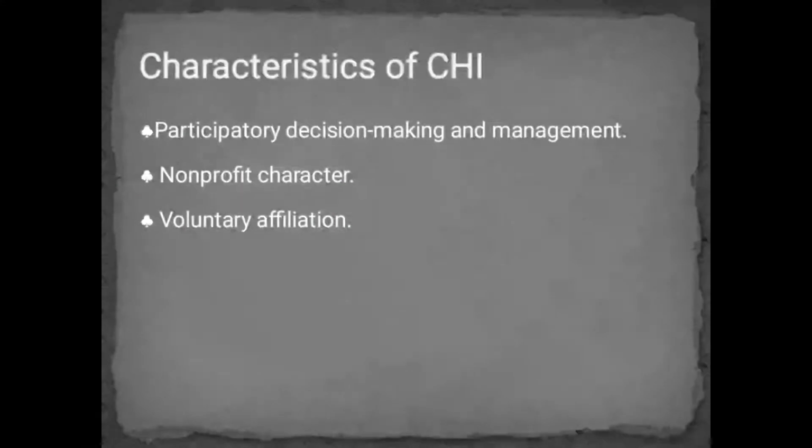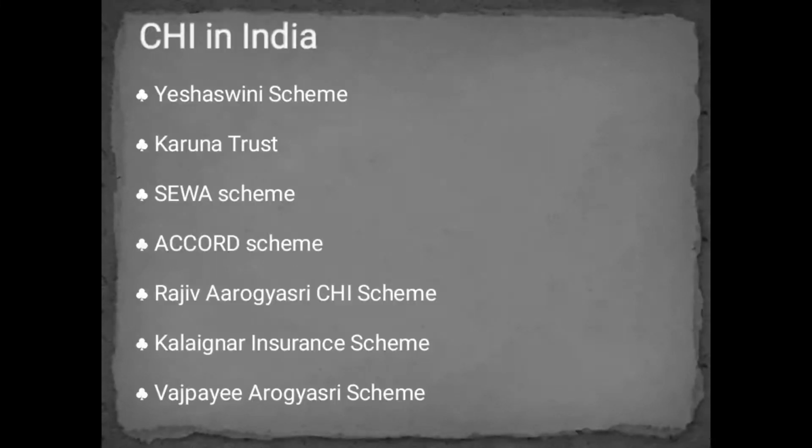Some more characteristics. Another one is participatory decision making and management. Community health insurance is not private, therefore it is participated in by the members themselves and managed by themselves. Then it is non-profit in character. The intention is very clear, not to make profit but to help the other members. Then voluntary affiliation, it's not forced. Nobody is told that you have to go for insurance, unlike ESI and all. It is voluntary, they can join or quit. So these are the characteristics of community health insurance.